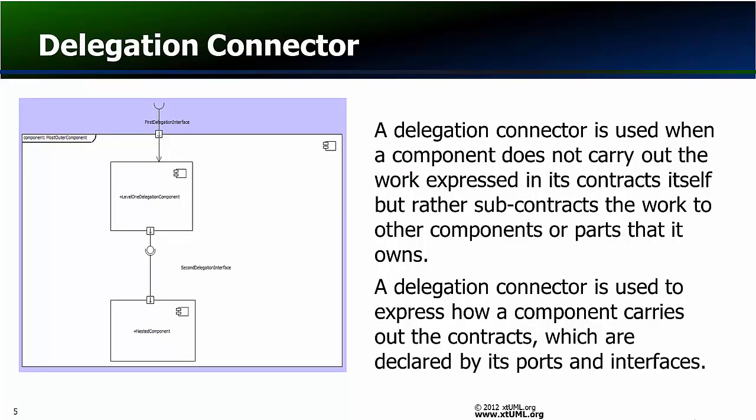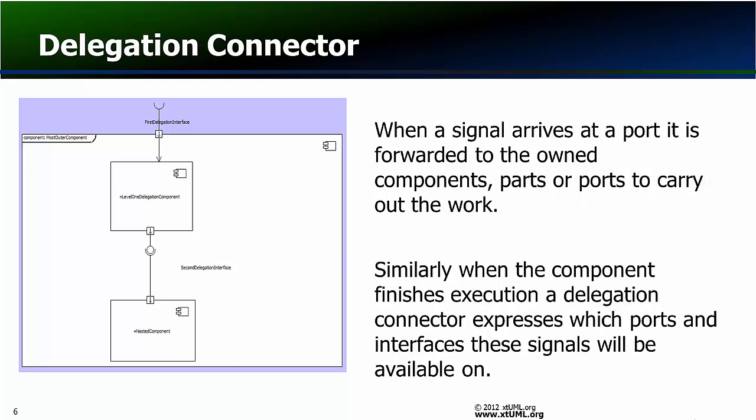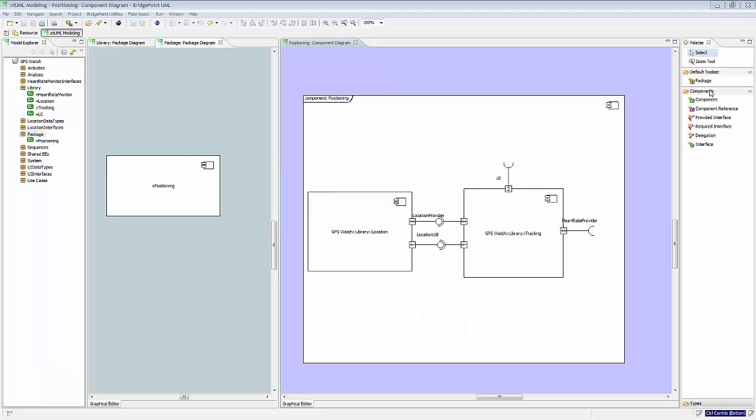A delegation connector is used when a component doesn't carry out the work expressed in its contract itself, but rather subcontracts the work to other components or parts that it owns. A delegation connector is used to express how a component carries out the contracts which are declared by its ports and interfaces. When a signal arrives at a port, it's forwarded to the own component's part or ports to carry out the work. Similarly, when the component finishes execution, a delegation connector expresses which ports and interfaces these signals will be available in. So, how to use the delegation connector?